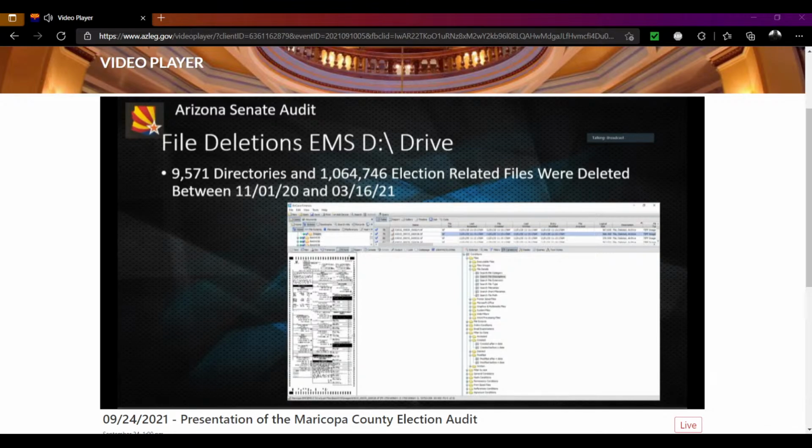You'll note that there were 9,571 directories and 1,064,746 election-related files deleted between the 1st of November 2020 and the 16th of March 2021. Okay. Once again, those same files, the S-logs, the DVDs, the actual scanned ballots. What you see there is a ballot that was deleted on the 1st of November that happens to be for one of the presidential candidates. Okay. Next slide.